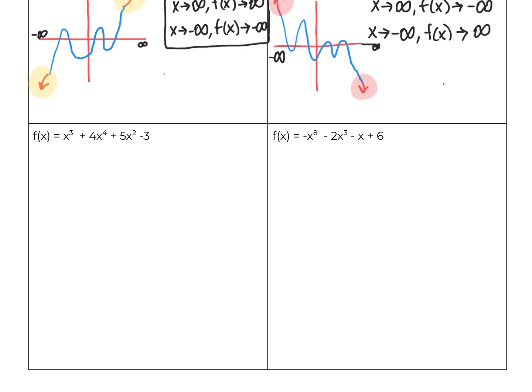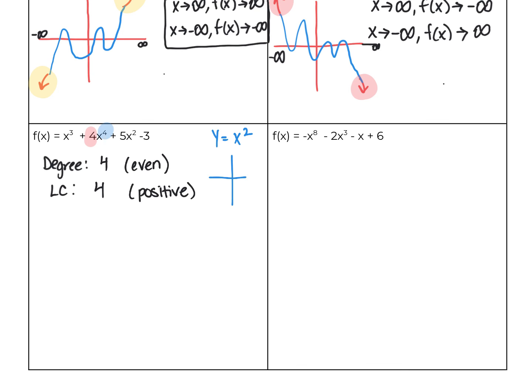So the first one, we need the degree and the leading coefficient. So remember, the degree is the highest power. So my highest power here is 4. My leading coefficient is 4. So degree is even because 4 is an even number, and the leading coefficient is positive because 4 is positive. So we know that it's going to mirror behavior of y equals positive x squared, which looks like this.